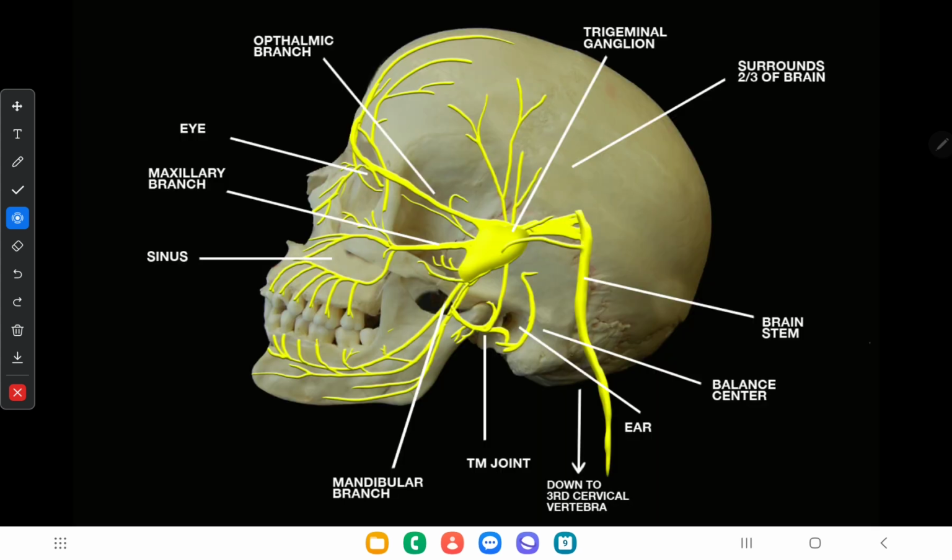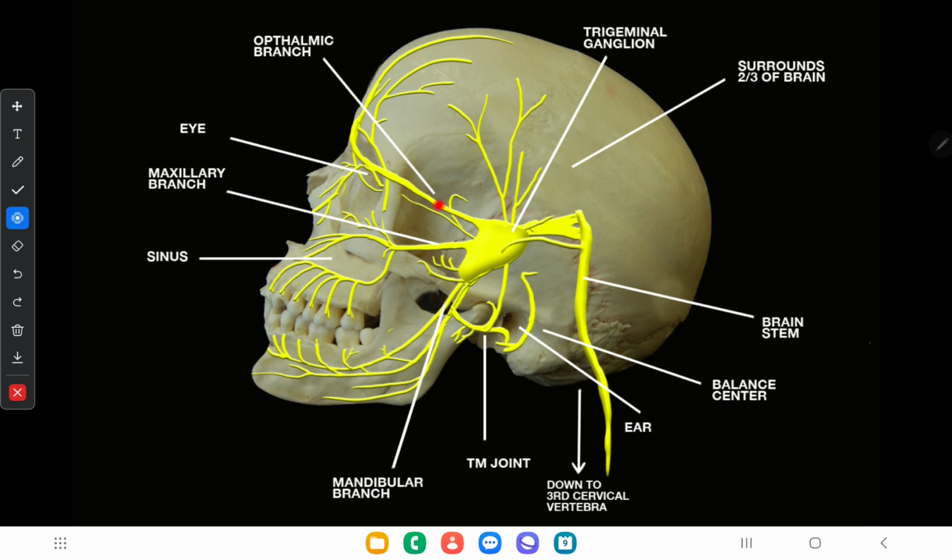Here you can see very clearly, this is the trigeminal ganglion, and you can see the three main divisions coming from the trigeminal ganglion, and here is the ophthalmic division. So when we talk about the intracranial course of the ophthalmic division, maxillary division, and mandibular division, this ophthalmic division is purely a sensory nerve.